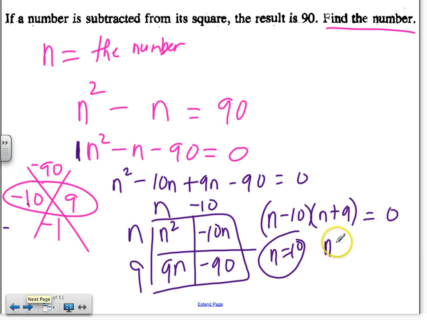There you have it. And you plug it in, both of them will work out for you. So either the number is 10 or it could be negative 9. I don't care about negative or positive because the problem did not specify that I want all positive or negative, right? So both are acceptable. Are there any questions on this?